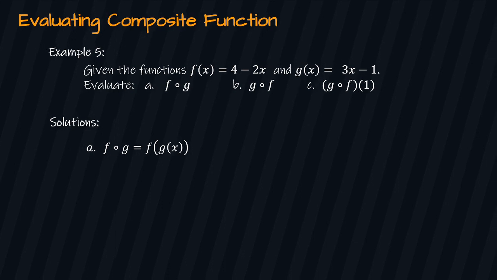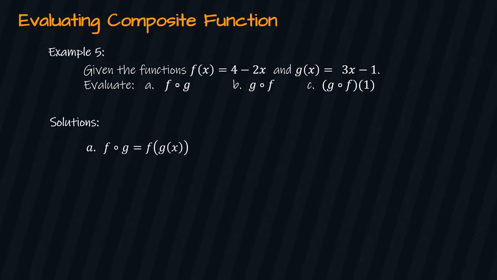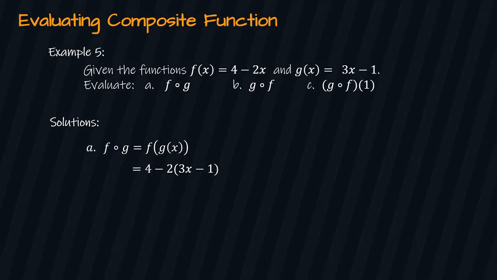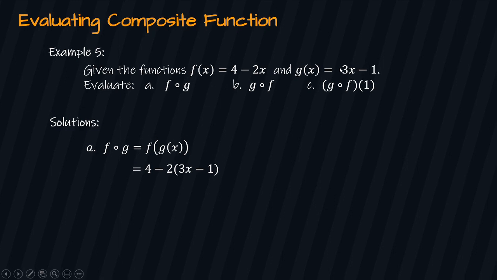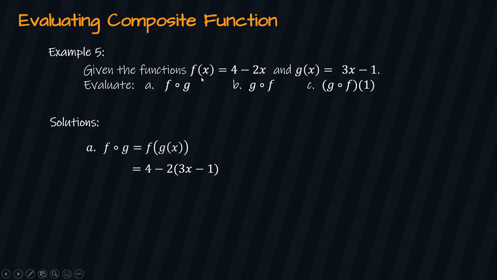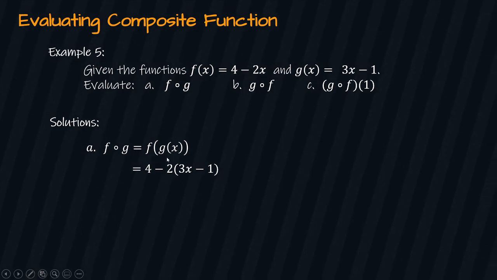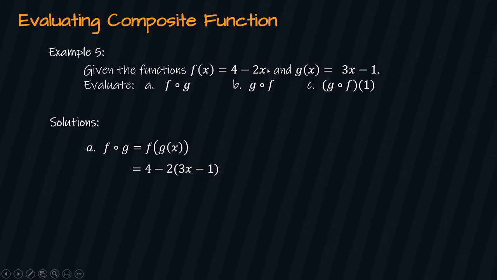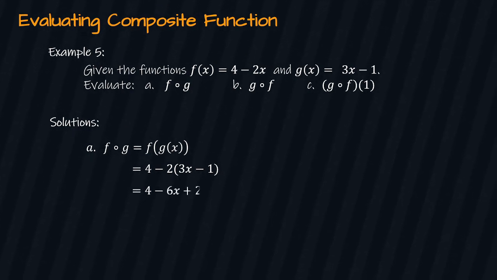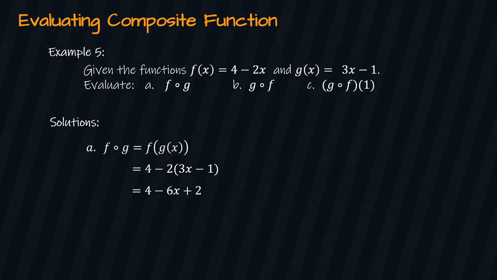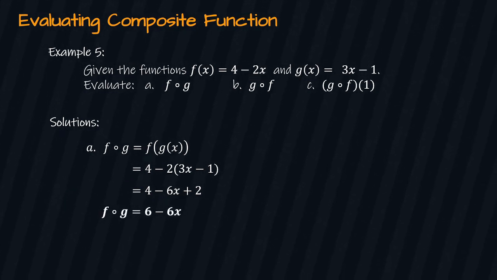So for a, we have f circle g or f of g of x. So what did we do? We just simply substitute 3x minus 1 to variable f in f of x. So when we have 4 minus 2x, therefore the value of x should be 3x minus 1. Okay, by simplifying, we have 4 minus 6x plus 2. Then for f circle g, we have 6 minus 6x.